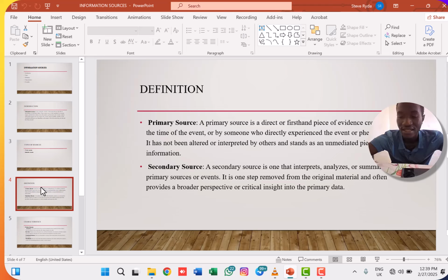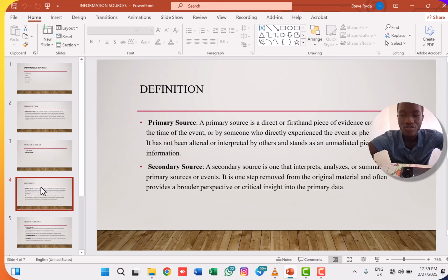So this primary source, in other words, is a source that is direct, that is not mediated. Let's say you have paperwork, and that paperwork is not mediated. You're reading it first hand. No one is telling you any other information. It is what we call a primary source, that is directly experienced at the event.